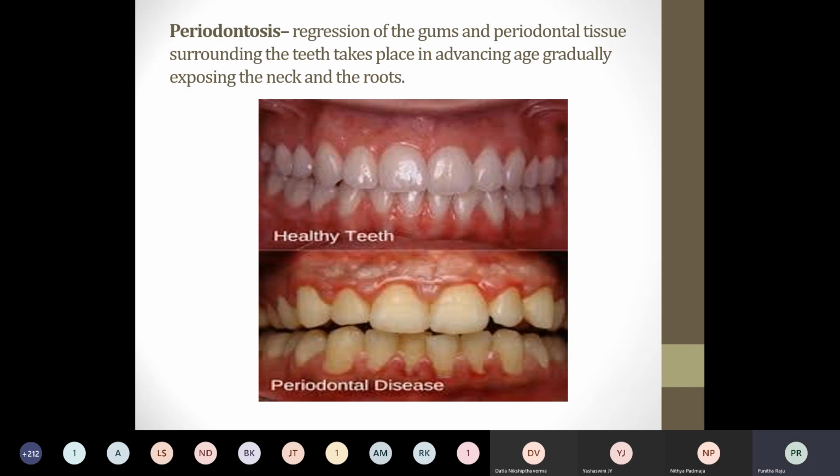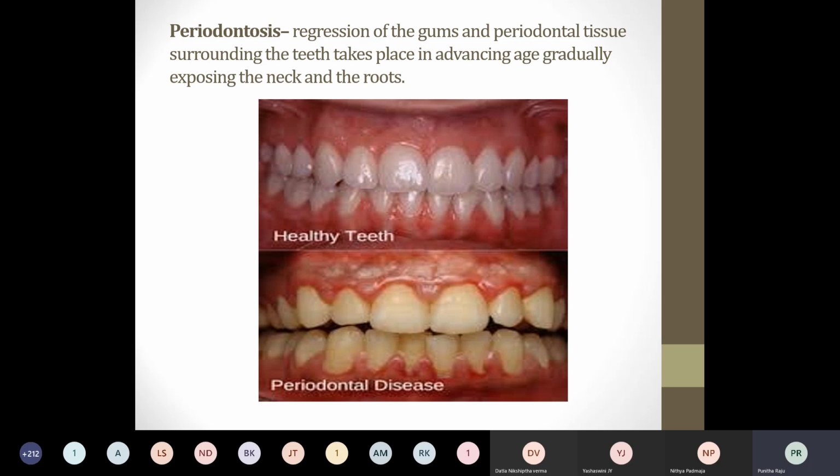The next is the periodontosis. So periodontosis is nothing but normally there is regression of the gums and the periodontal tissue surrounding the teeth, which takes place in advancing age, gradually exposing the neck and the root. So the periodontosis is nothing but, in this diagram you can see, the top one is the healthy teeth where you can see the gums are healthy and even the teeth is very healthy. And in the lower one you can see the gums are at a little lower level. Okay, so this is called as regression of the gums.